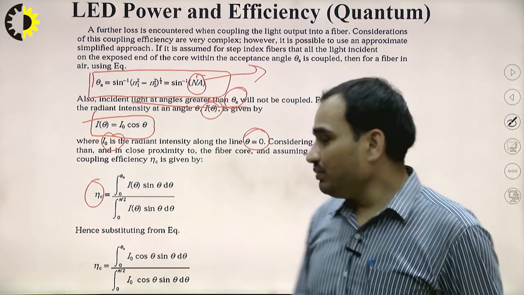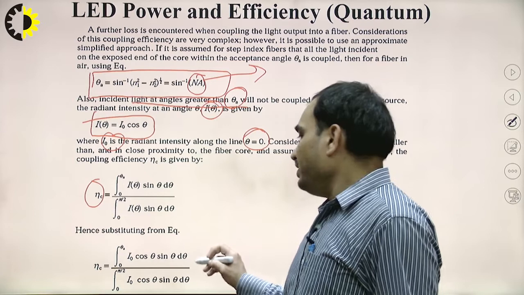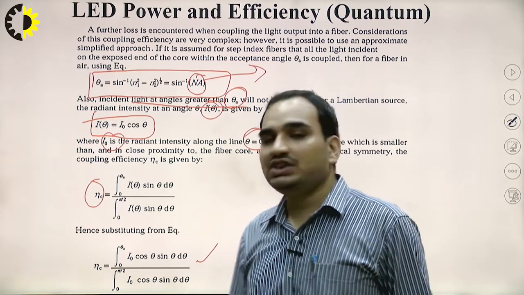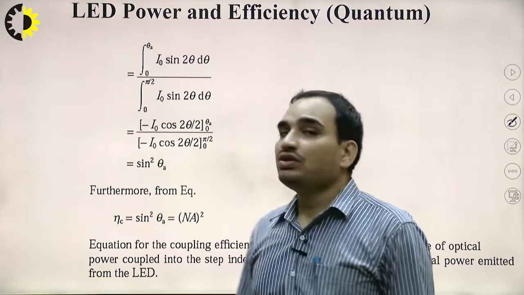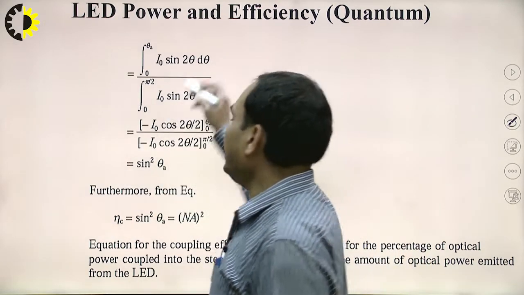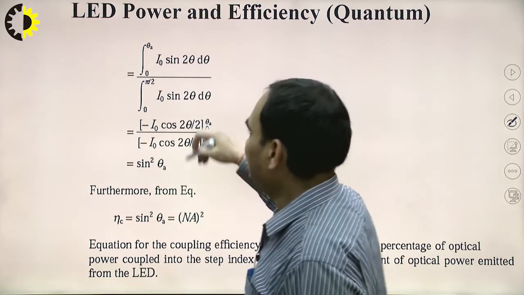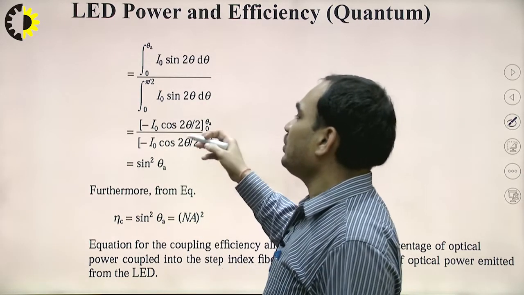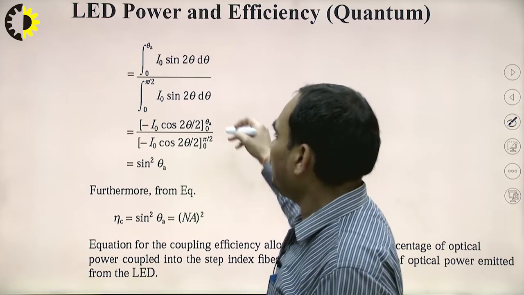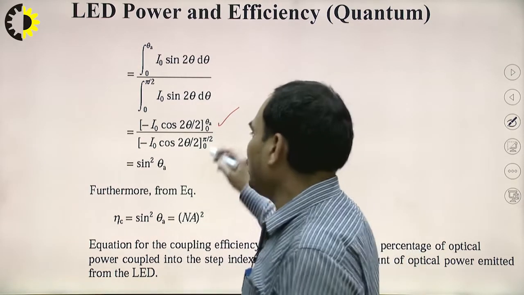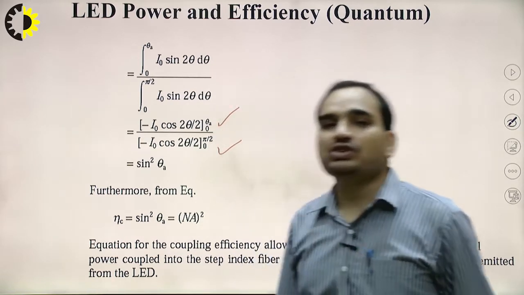So eta c can be further simplified by substituting I(theta), that is I naught cos theta, in the formula. Further simplifying and integrating with respect to d theta, the integration of sin 2 theta will be cos 2 theta by pi. Here we have the limits from 0 to theta a. Now in the denominator we have the limit from 0 to pi by 2.